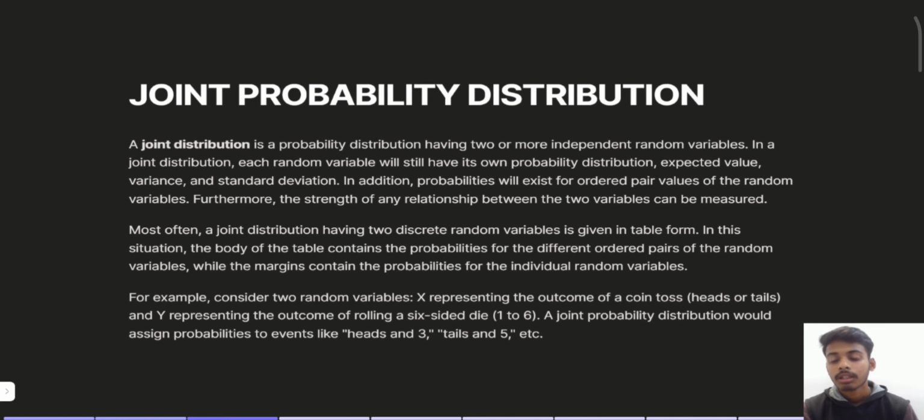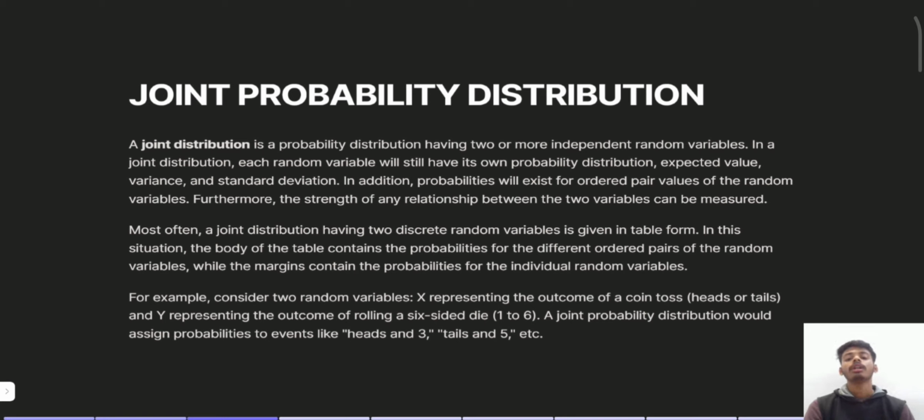First, let us get to know what is joint probability distribution. A joint probability distribution is a distribution having two or more random variables, where each random variable will still have its own probability distribution, expected value, variance, and standard deviation. In addition, probabilities will exist for ordered pair values of random variables. Furthermore, the strength of any relationship between the two random variables can be measured.